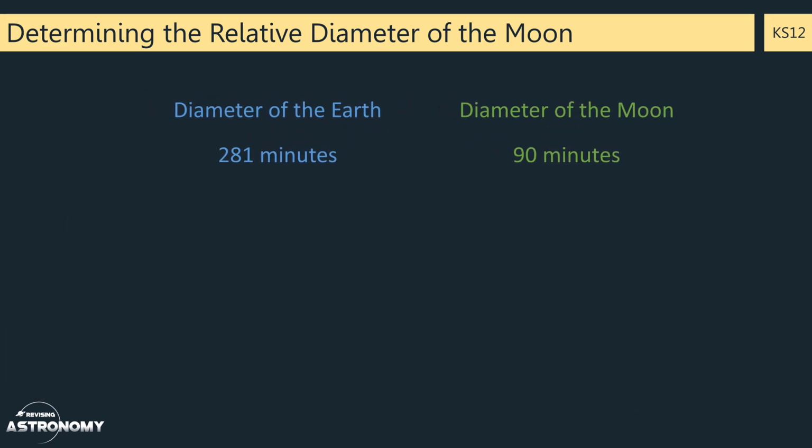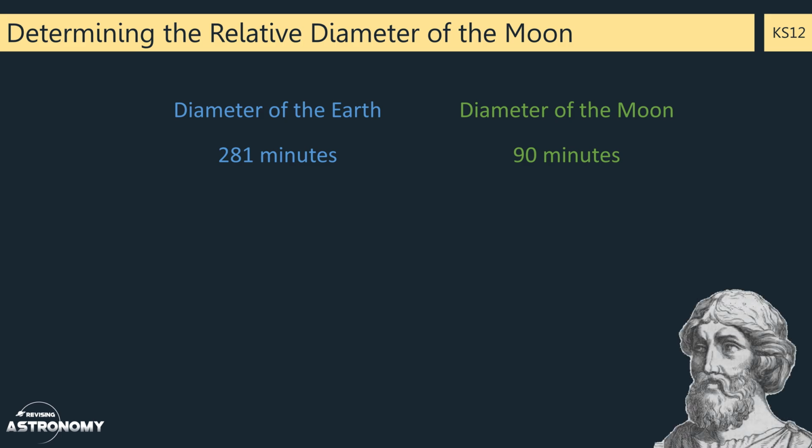Now, back in around 250 BC, Aristarchus of Samos had this realization, and he also had an approximate value for the diameter of the Earth. So presuming that Aristarchus believed the Earth to have a diameter of approximately 13,000 kilometers, he could take this a bit further and work out the diameter of the moon.